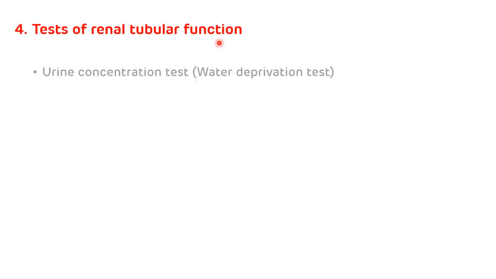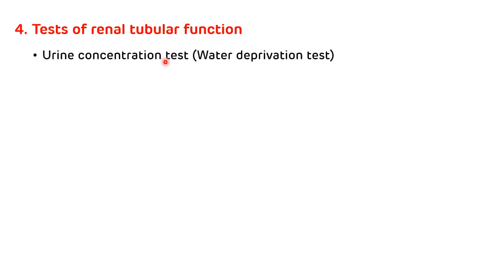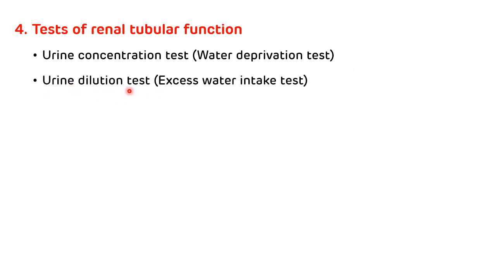It includes creatinine clearance test, urea clearance test, and inulin clearance test. Fourth category is tests of renal tubular function, and it includes the urine concentration test, which is known as the water deprivation test. Second one is the urine dilution test, which is also known as the excess water intake test. And the third one is the acid load test. So these are the four categories of renal function tests.